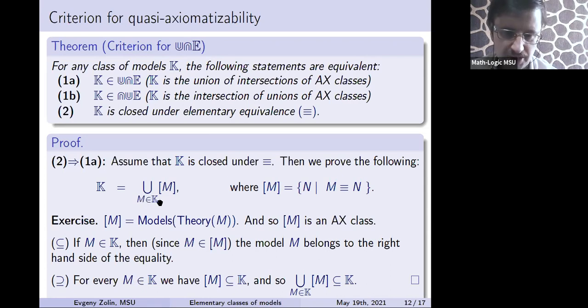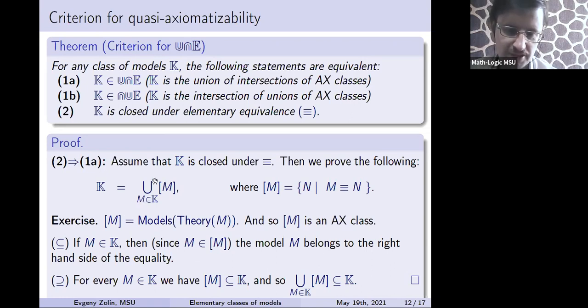For every model M in K, we need to show that this union is contained in K. Take any model M in K. Why does this class belong to K? Because K is closed under elementary equivalence. If M is in K, then any model that is equivalent to M is also in K. So the whole class is in K. And therefore, the union of them is in K. Well, this is very easy. And similarly, we can prove the other part.